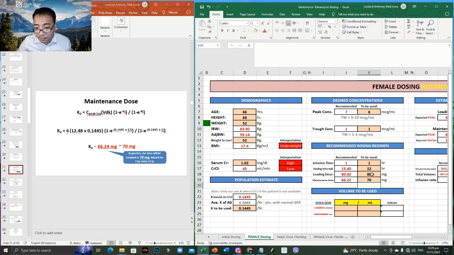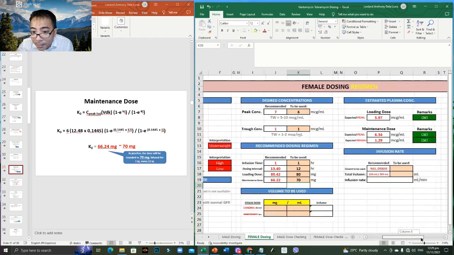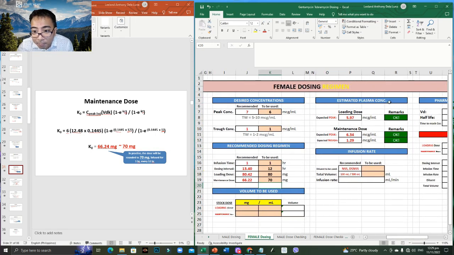Kaya 70. So, kung titingnan nyo dito, class, sa kabilang side, here's the estimated plasma concentration. If I use 80 milligrams sa loading dose, ang lalabas na estimated peak concentration, computed peak concentration is 5.97, which is okay. So, kunwari, loko-loko ako, gusto ko doblein, 160 ang bibigay ko. 11.94 yung lalabas na peak concentration. And it will tell you na you need to monitor the patient, kasi masyadong mataas yung 160 for them.